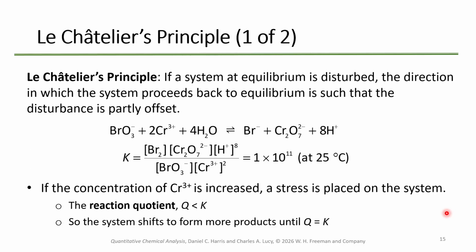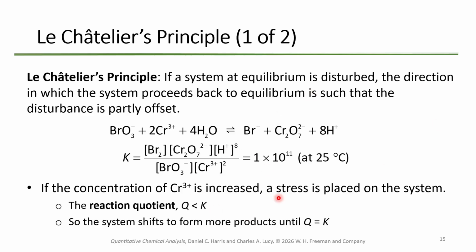All right, so Le Chatelier's principle. Everybody remembers Le Chatelier's principle, right? If you disturb an equilibrium, the direction in which the system proceeds back to equilibrium is such that the disturbance is partially offset. By the way, this is why buffer systems work. They're equilibrium systems that you disturb, and so they try to reset.